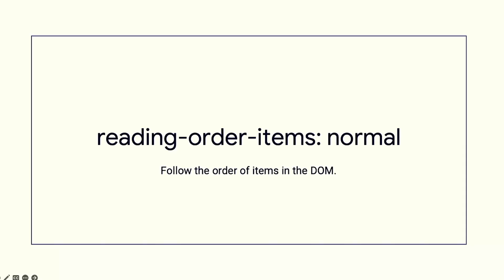So let's have a look at what this proposal will do in practice. Let's say the current name of the property that controls reading order is reading-order-items. That's added to the element that's the flex or grid container. Now, the default value is normal. And that will do what happens now. So, follow the order of items in the DOM, taking writing mode and direction into account, ignoring the order property, grid placement, or anything else that you might be doing to move things around.